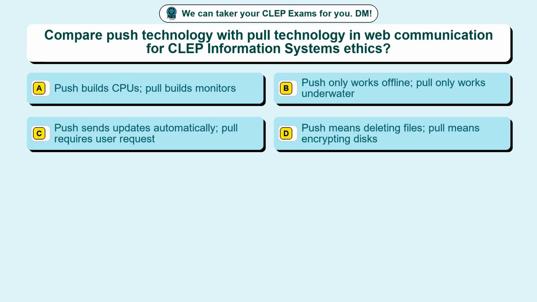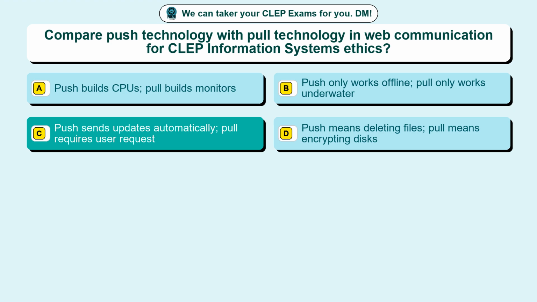Question 30. Compare push technology with pull technology in web communication for CLEP Information Systems ethics. Option A. Push builds CPUs, pull builds monitors. Option B. Push only works offline, pull only works underwater. Option C. Push sends updates automatically, pull requires user request. Option D. Push means deleting files, pull means encrypting disks. The correct answer is option C.